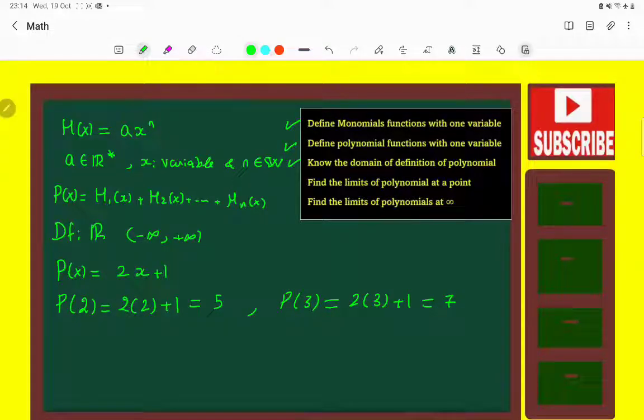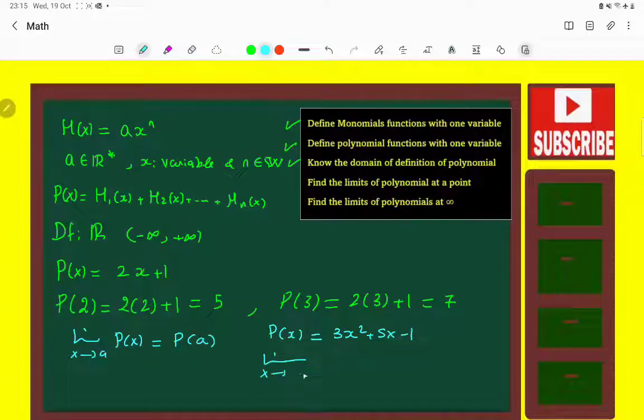And here I have something very important that relates the image of a polynomial with its limit, in which I can say the limit as x tends to a for a polynomial p of x is simply given as p of a, which means that if I want to find the limit at any particular point, all you need to do is to replace this point in the polynomial. I can take an example. Let's say p of x equal 3x power 2 plus 5x minus 1, and suppose that I want to find the limit as x tends to 2 for p of x.